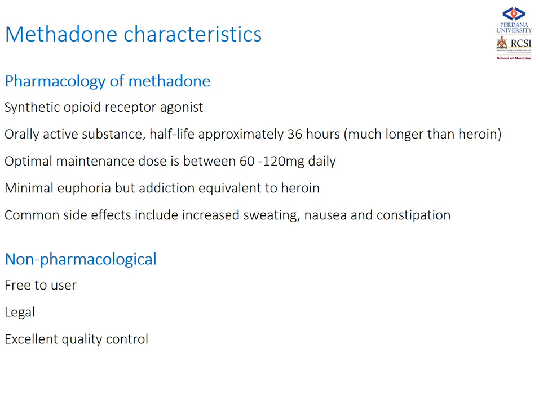Methadone is a synthetic opioid receptor agonist. It's orally active with a long half-life, much, much longer than heroin, of approximately 36 hours. Most adult heroin users have a maintenance dose of somewhere between 60 and 120 milligrams daily. There may be minimal euphoria on starting, but the addictive quality is equivalent to heroin. Common side effects include sweating, nausea, and constipation. The advantages of it over heroin are that it's safer, it's free, it's legal, and there's good quality control.